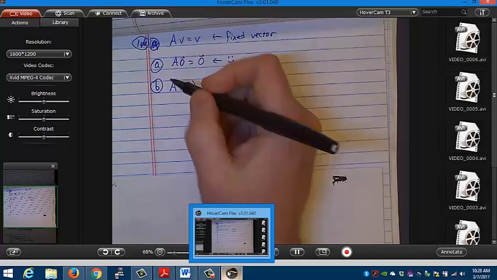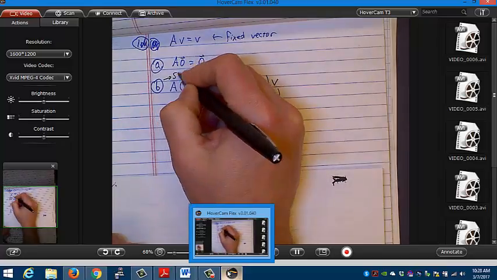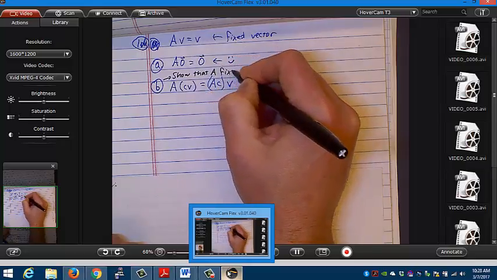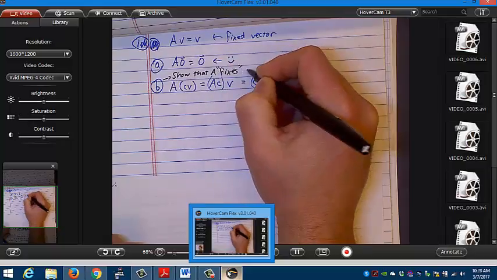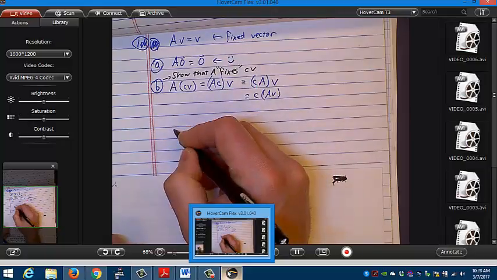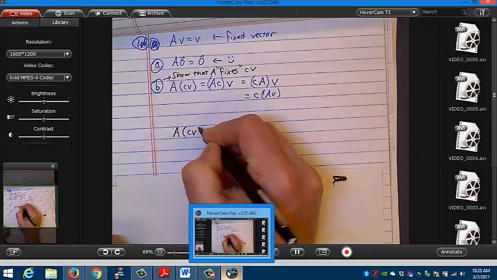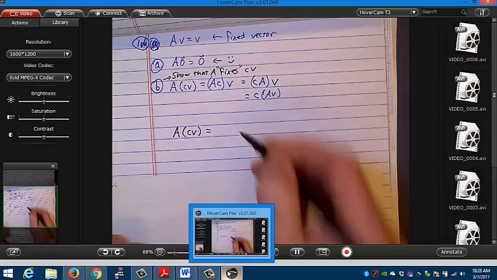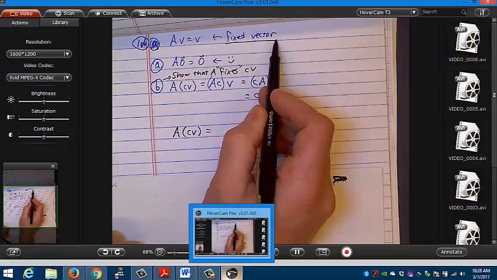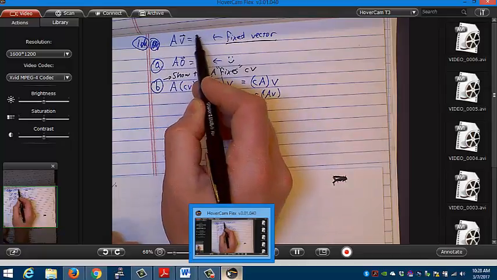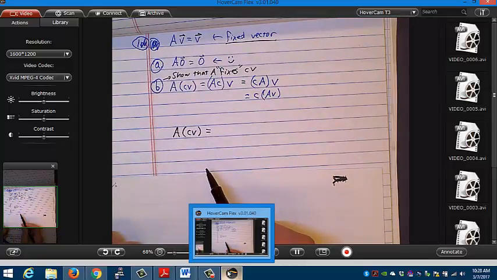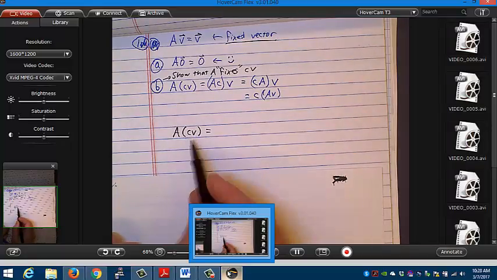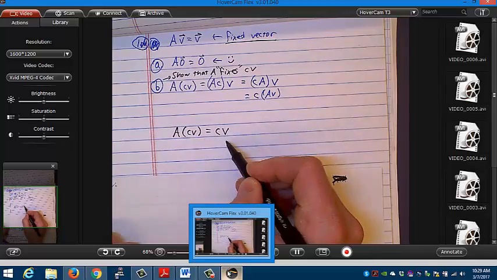Part B said, show that A fixes CV. So we need to show that A times CV is equal to what? A fixed vector is when A times that vector equals the vector. It doesn't move. So I need to show that A times CV, which is a vector, equals CV.